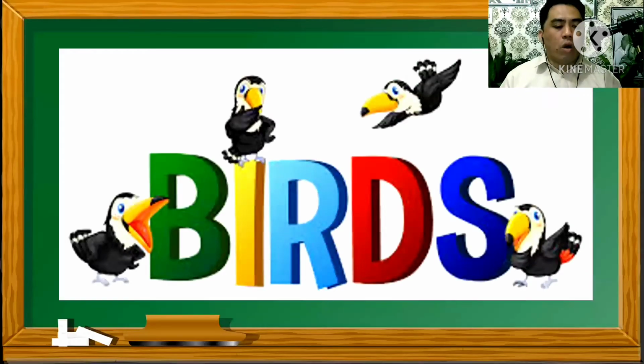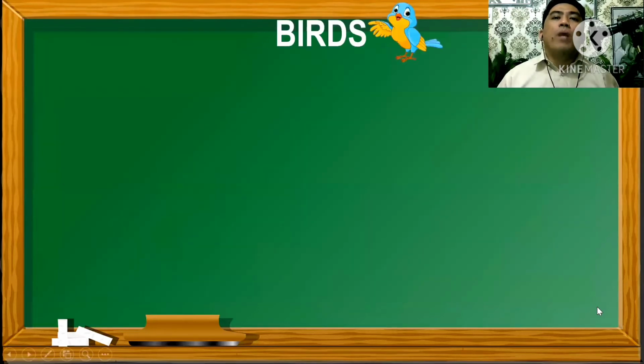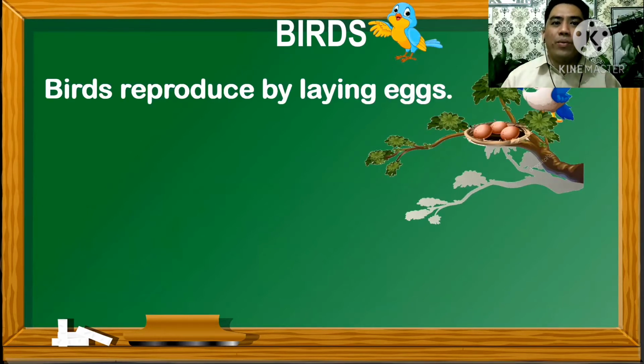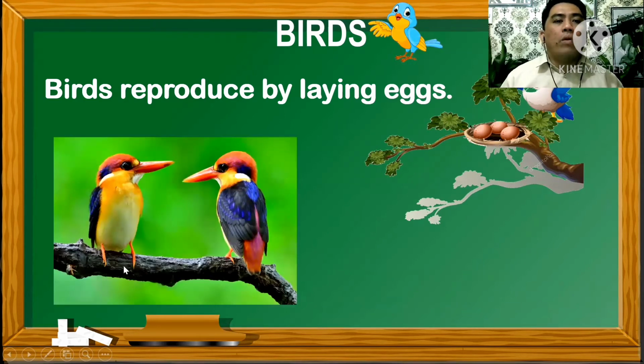Okay, next, let's talk about birds. So based on the picture class, how do you think birds reproduce? Okay, nice. Birds reproduce by laying eggs. 'Di ba? Okay, look at this picture. Oh, it has an egg. 3 eggs.